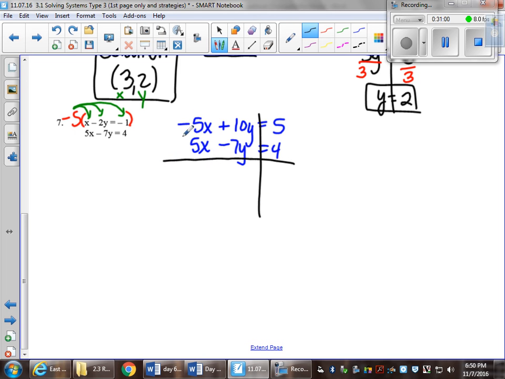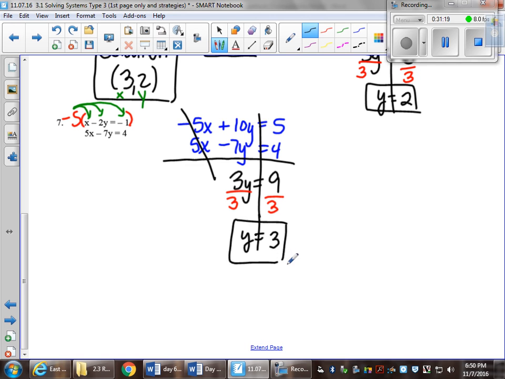Lines on the equal sign, line straight across. My x's will now cancel. 10y minus 7y is 3y. 5 plus 4 is 9. Divide both sides by 3. Y equals 3. We're halfway there. We have y, we need x. So choose which equation you'll substitute this in for and actually find x. So pause the video here and we'll compare answers when you're done.